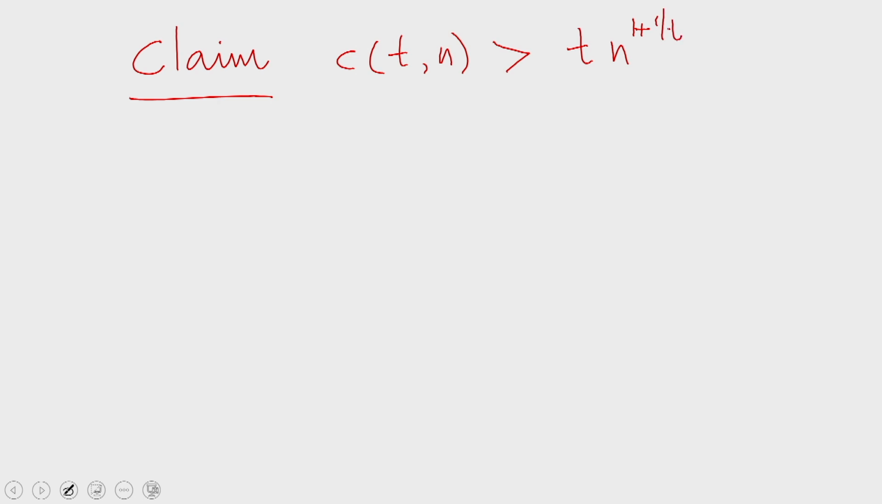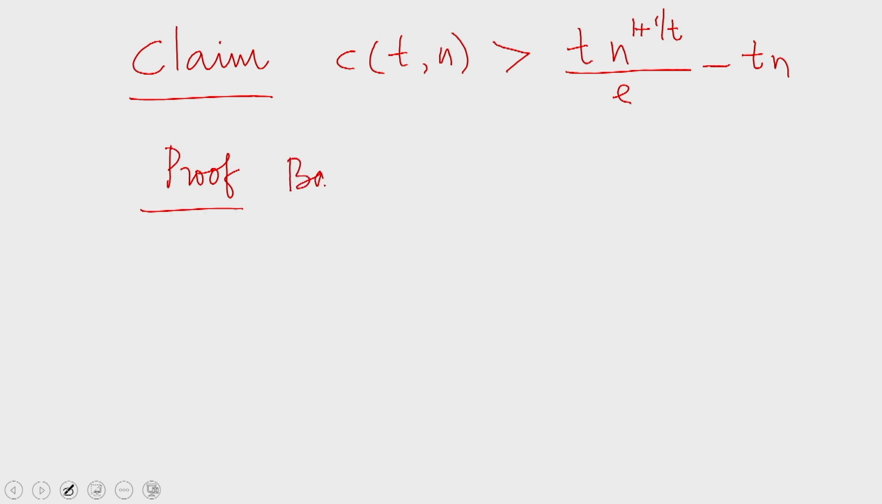Now we claim that C T of n is greater than T times n power 1 plus 1 by T, divided by e, where e is the base of the natural logarithm, minus T n. This is our claim. The proof of the claim will be using induction.